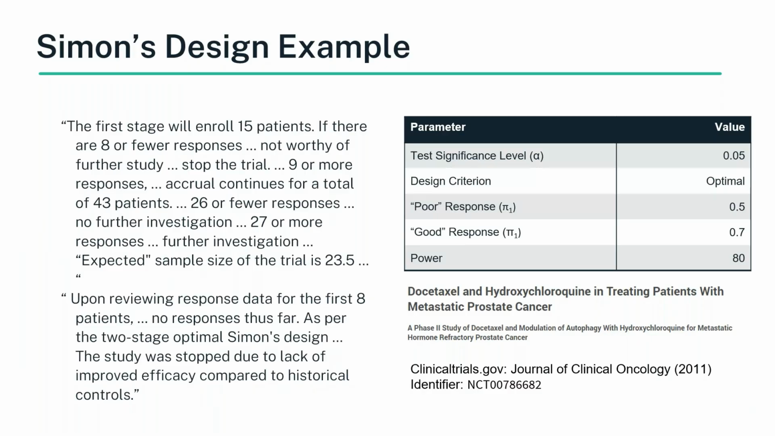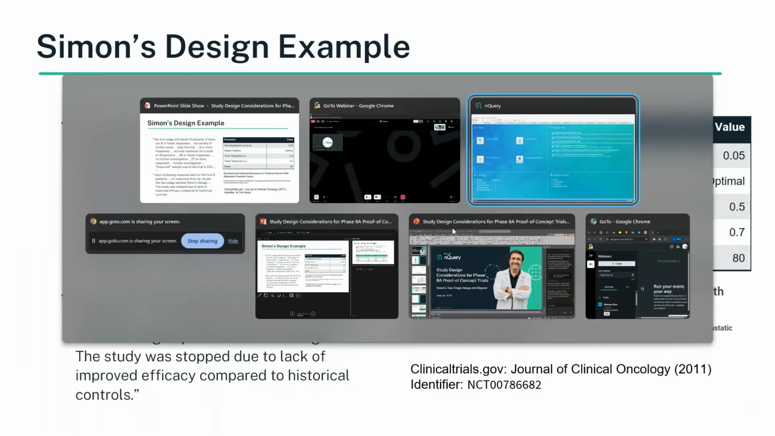And interestingly enough, this trial was stopped for futility, as no responses were found in the first 8 patients. So even if the remaining 7 patients in the first stage all had a response, then the total number of responses in that stage would still have been lower than the cutoff value of 8. And so the study was stopped. So now let's have a look at what this looks like in nQuery.